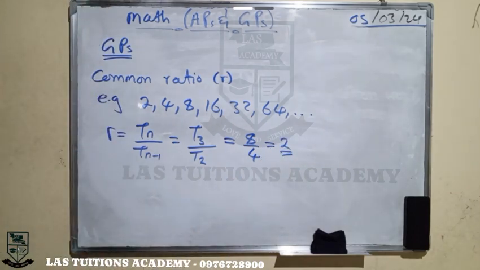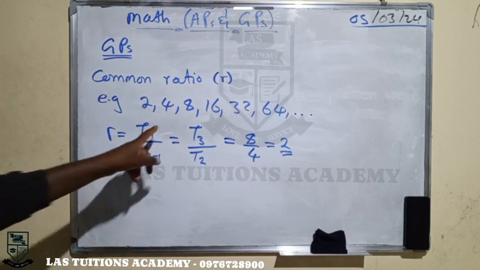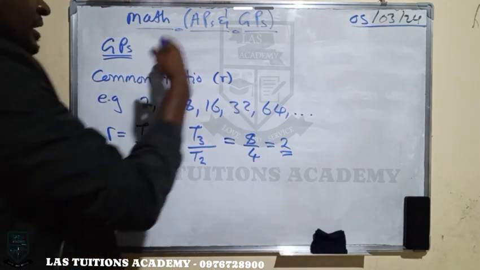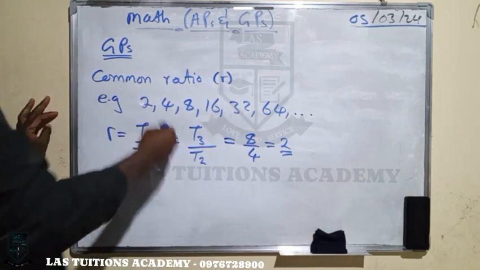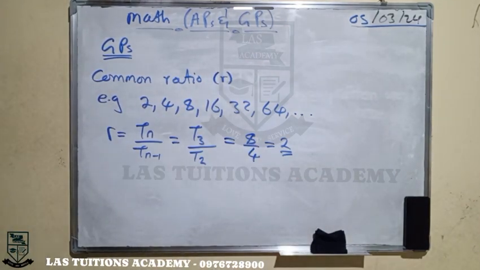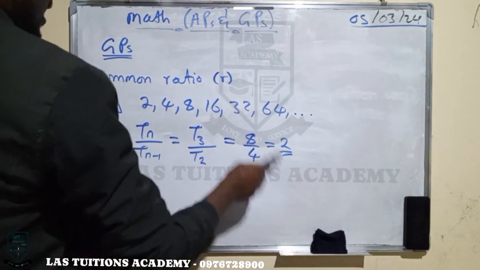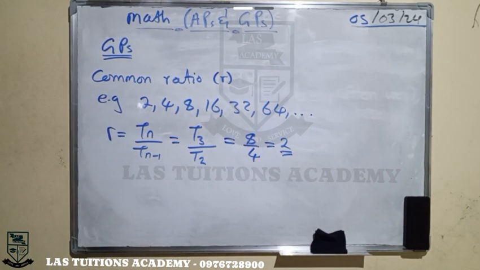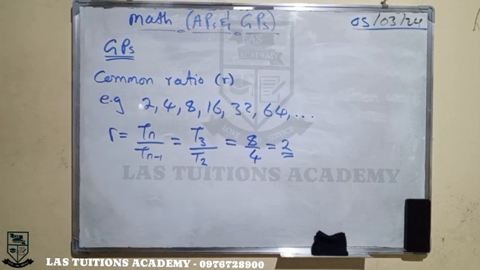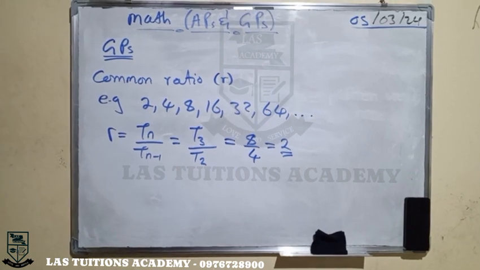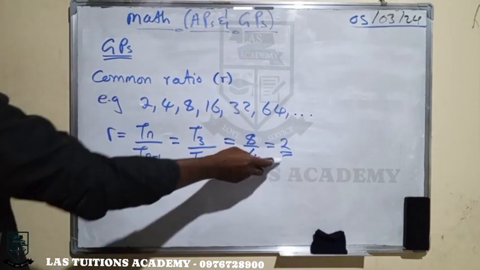So that's how we find R. It's Tn over Tn minus 1, or the term in front divided by the preceding term. So the succeeding term divided by the preceding term. Okay. It should be very simple. I believe there shouldn't be anything difficult about it.